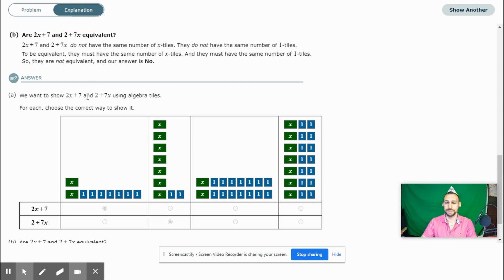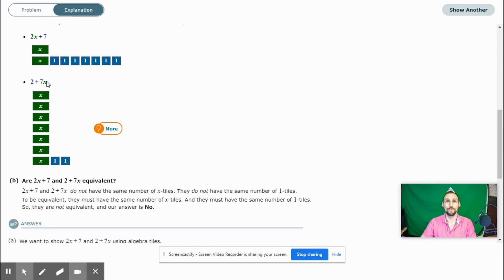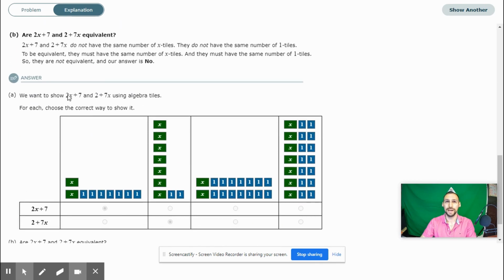Now, this shows us how, much like our problems, we can represent expressions using the algebra tiles. So for 2x plus 7, notice our x's here, if we were to color code them, would be green. So 2 x's, we should have 2 green tiles. Here we have 2 green tiles, and here we have 2 green tiles. And then plus 7, if we were to color code that, 7 would be blue. So let me go ahead and make those changes.